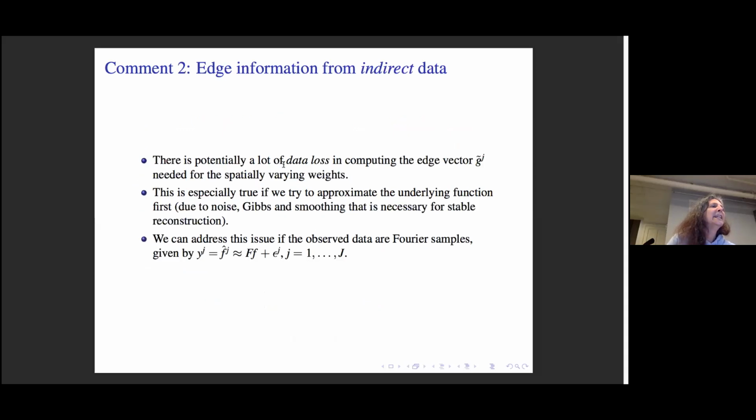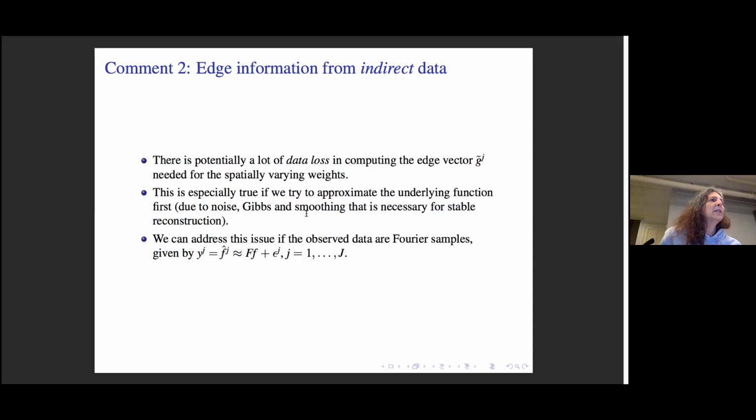The other thing, which has come up a few times over the course of my career, is the difference between starting with indirect data versus direct data. In our case, the indirect data being the Fourier data. If you first try to reconstruct that underlying function or image from the Fourier data and then try to calculate edges, there's potentially quite a bit of data loss, because there's noise in the data. You're probably getting rid of information from the high frequency modes, and it's those high frequency modes that actually carry the most information about the edges.